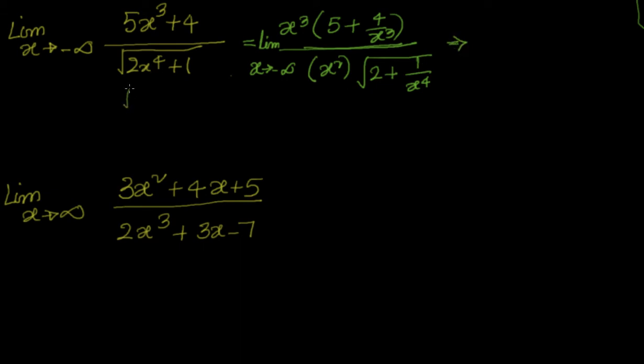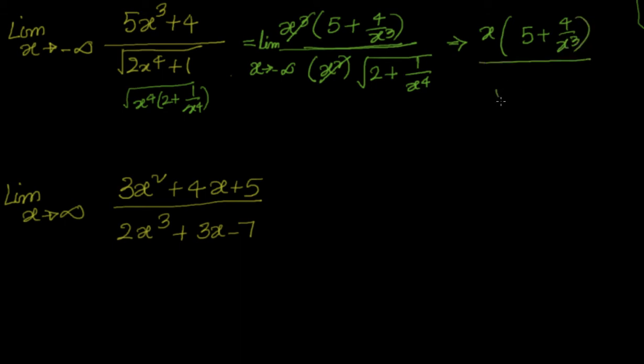If you take x to the power of 4 here, this becomes the square root of x to the power of 4 into 2 plus 1 by x to the power of 4, and this x to the power of 4 I brought out so that it will become x square. Now you have x into 5 plus 4 by x cube divided by square root of 2 plus 1 by x to the power of 4. This is nothing but equal to whatever the values you have here. x into 5 plus 4 by x cube is nothing but x. So again I have to write here limit as x tends to infinity. When x tends to infinity, 1 by x cube tends to 0.